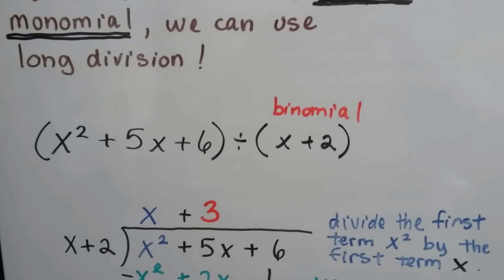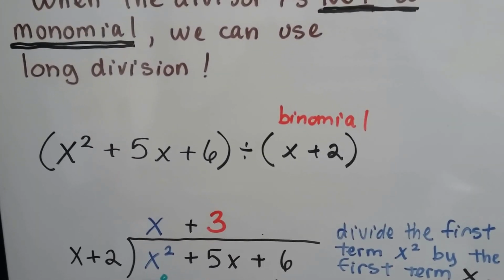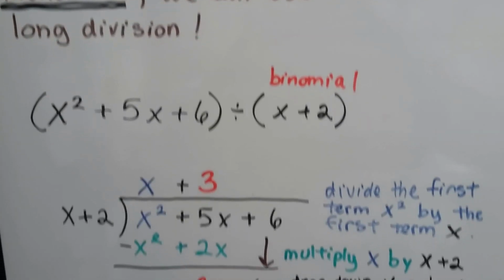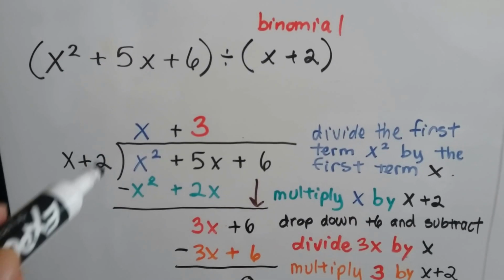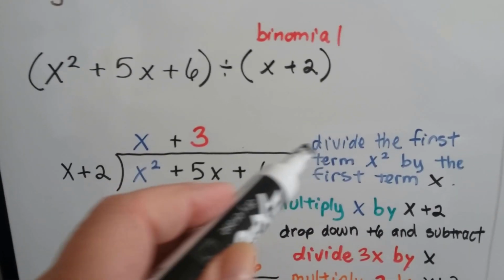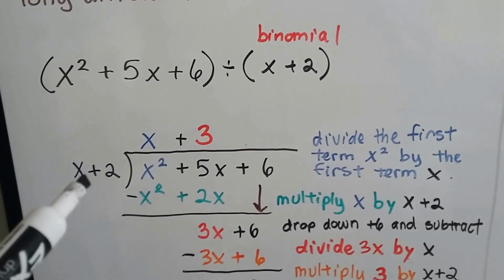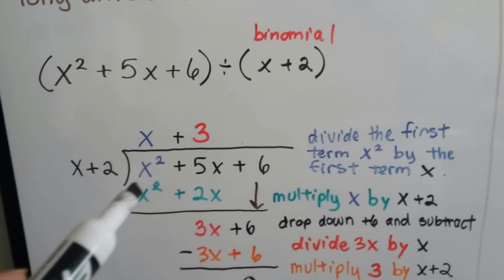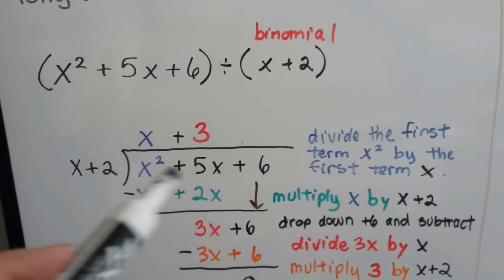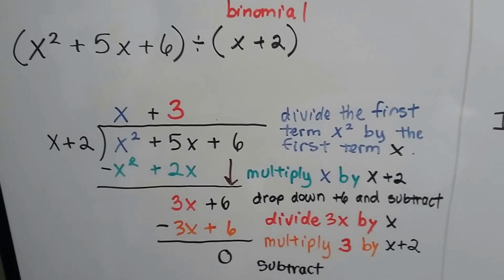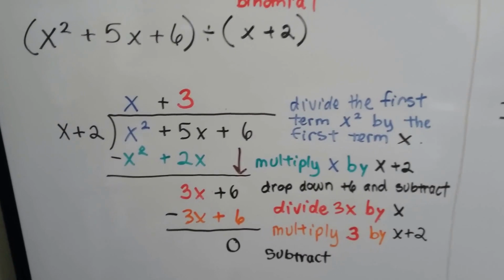So let's say we have x squared plus 5x plus 6, and we're dividing it by x plus 2, a binomial. What we do is we write our long division box, we put our divisor on the outside like we normally would, x plus 2. We write our dividend on the inside, x squared plus 5x plus 6. And if you follow my colors, you're going to see what we're going to do.